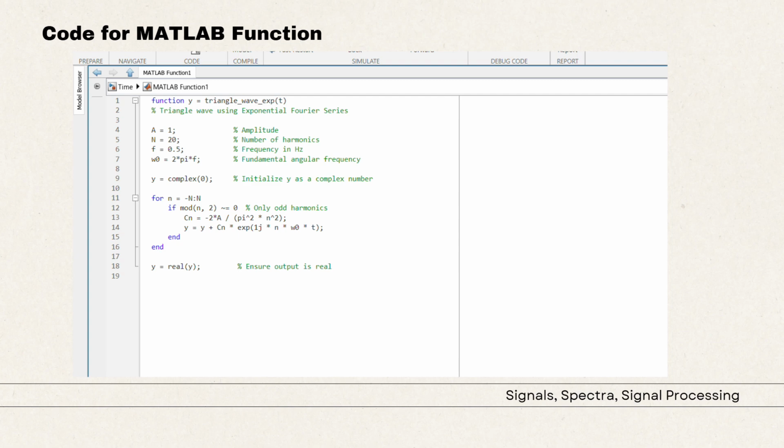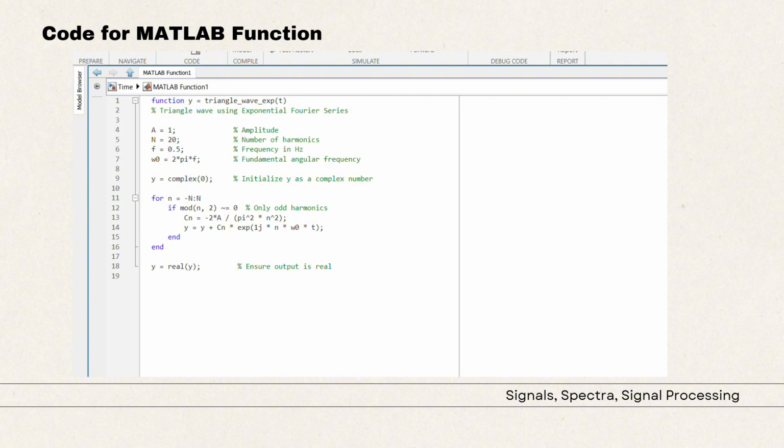Next, N is the number of harmonics included in the series. We use 20 harmonics to create a more accurate approximation of the waveform. More harmonics mean a sharper and more defined triangle shape. The parameter F is the base frequency of the wave, set to 0.5 Hz. From this, we compute the fundamental angular frequency W0, which is 2 pi times F. Lastly, we use a for loop that sums the complex exponentials of each harmonic from -n to +n. Only odd harmonics are included, which is a key characteristic of triangle waves.